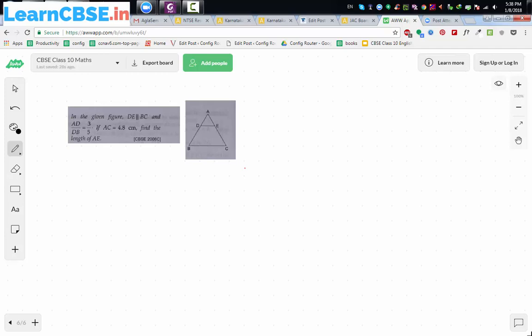Okay, so what we can do here is use the Thales theorem directly, then we can solve it. First of all, we will write that for triangle ABC, DE is parallel with BC. That's the first thing we can write.